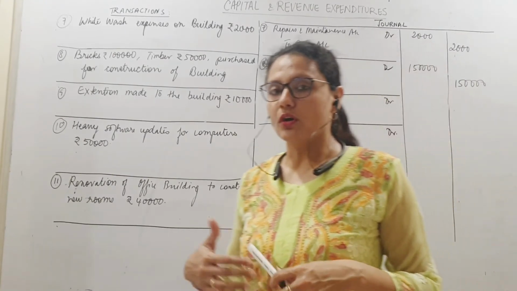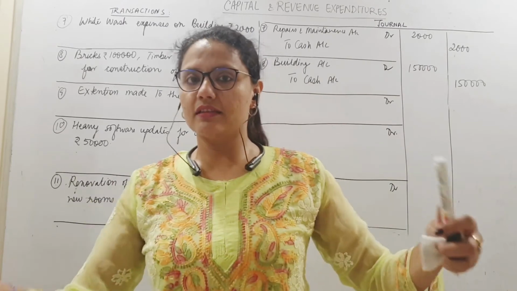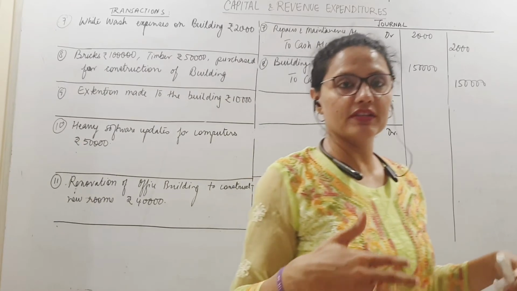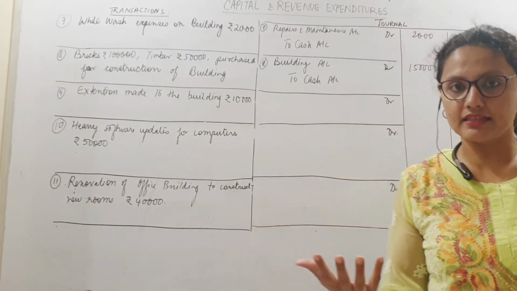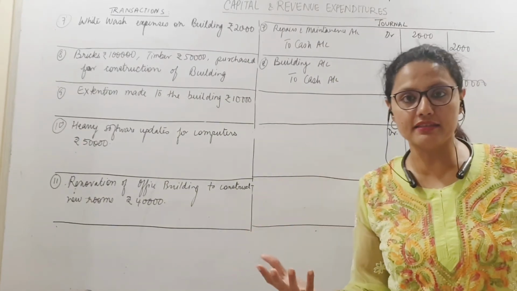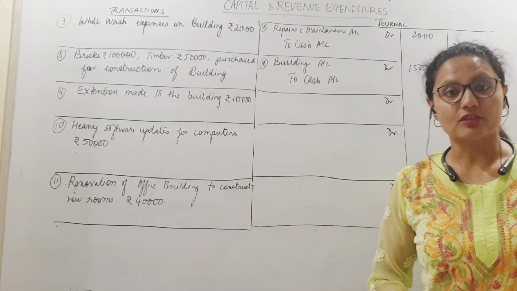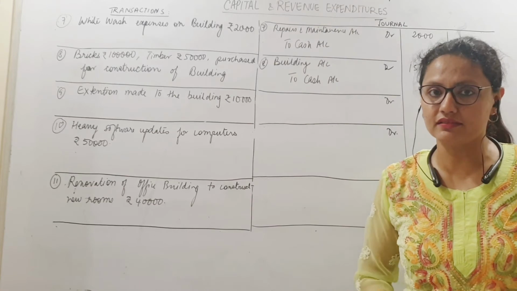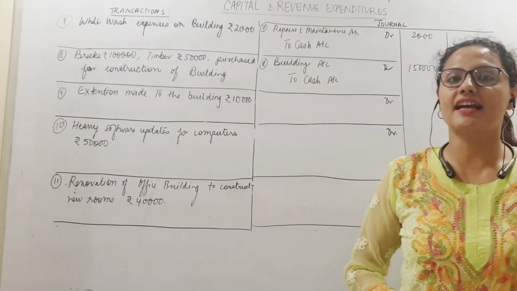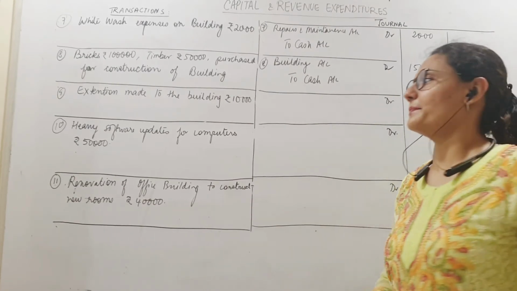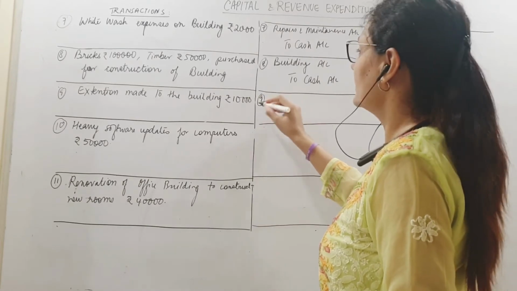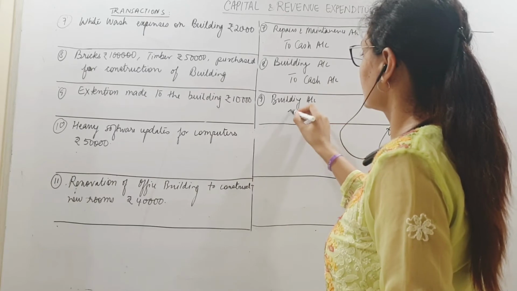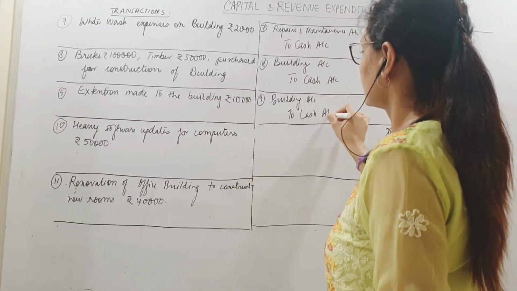Extension meaning you are increasing the space, available space attached to the building, right? So obviously you are enhancing the space, the capacity of the building, right? So this will be lasting with you for a number of years. It's not a regular stuff that you do. Therefore it is a capital expenditure. Beautiful. So this should again be debited to building account. Great.